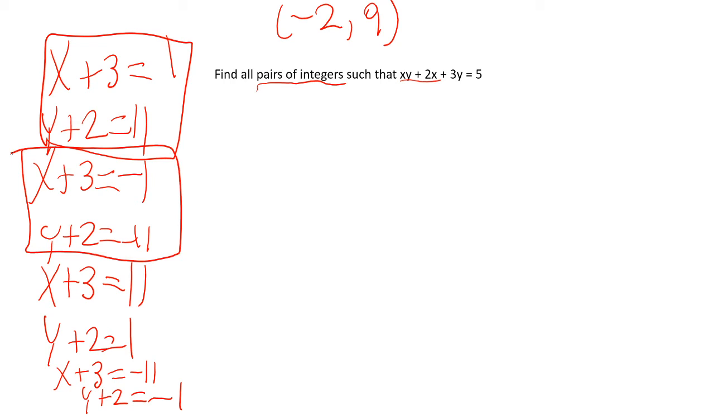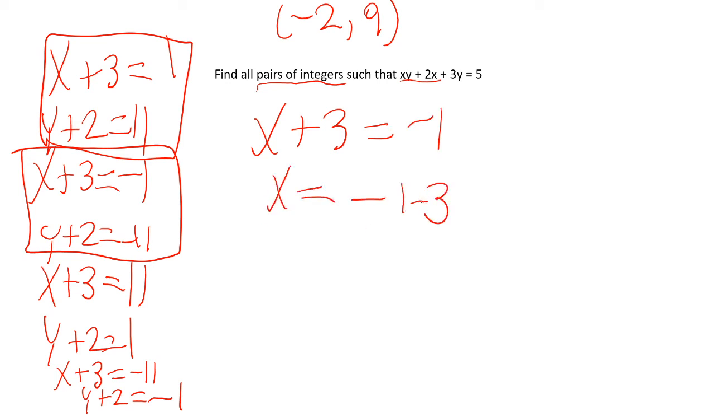x plus 3 is equal to negative 1. Simple linear equation: negative 1 minus 3, that's negative 4. And then we have y plus 2 equals negative 11. Well, we take the 2 to the other side: 11 plus 2 is 13, with the negative, negative 13. Those are two solutions.